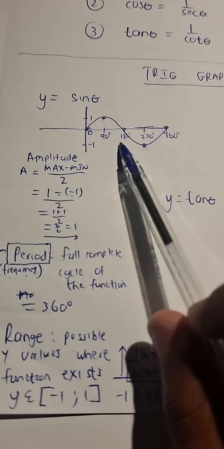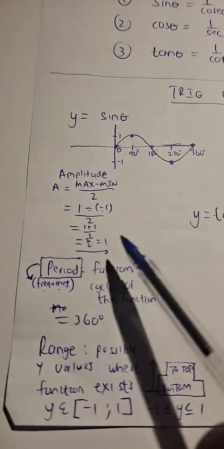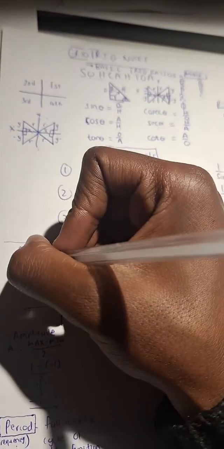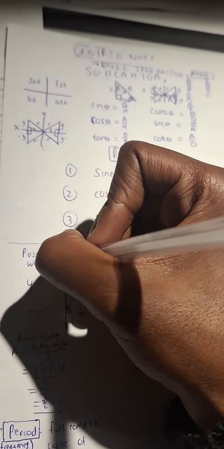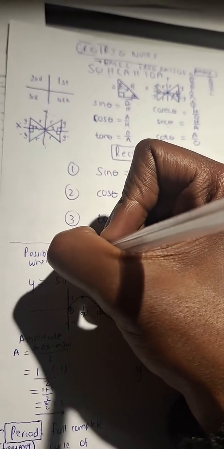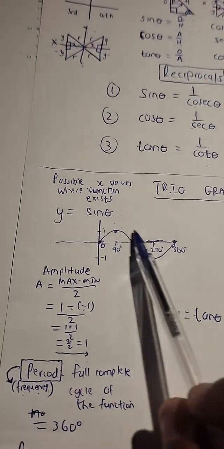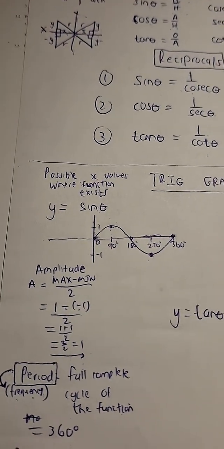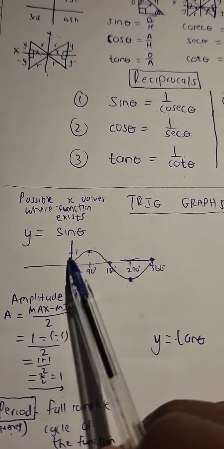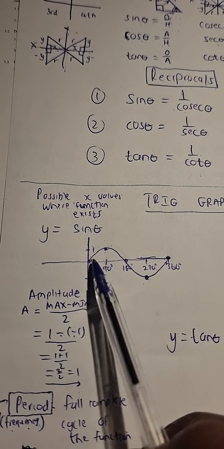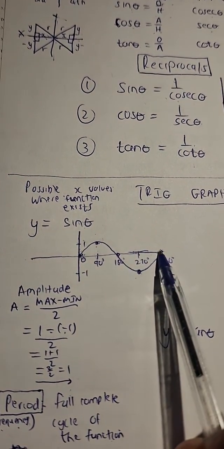Right. Domain, I just mentioned it earlier. I said possible x values where your function exists. Okay, so this function, the sine graph, we can say that the domain, depending, you see here, for instance, it's starting from 0, it's ending at 360.